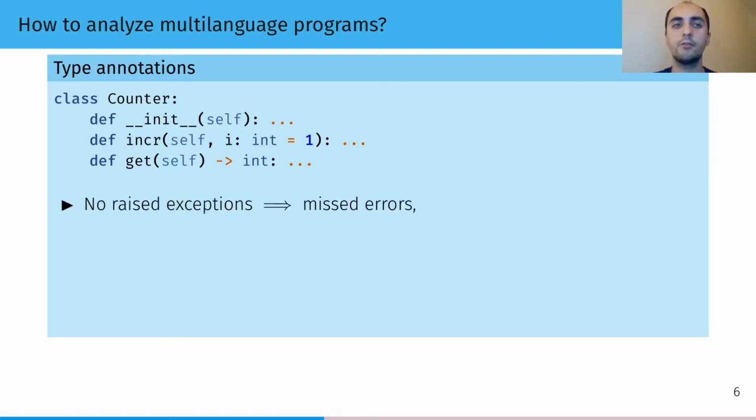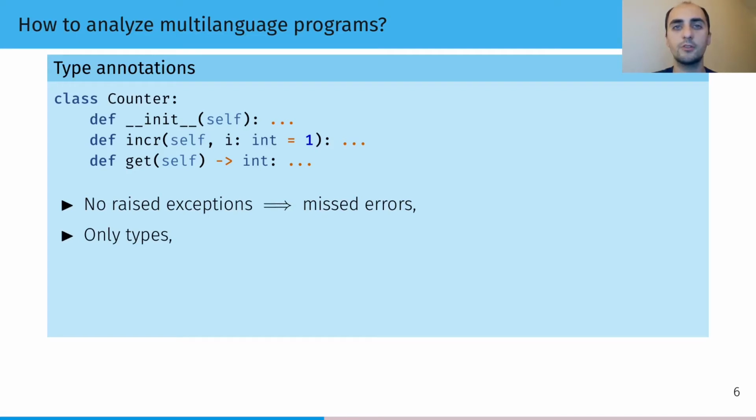There are, however, a few issues with this approach. First, there is no way to annotate the potential raised exceptions by each method, so we'll miss errors and reduce the soundness guarantees of our analysis.